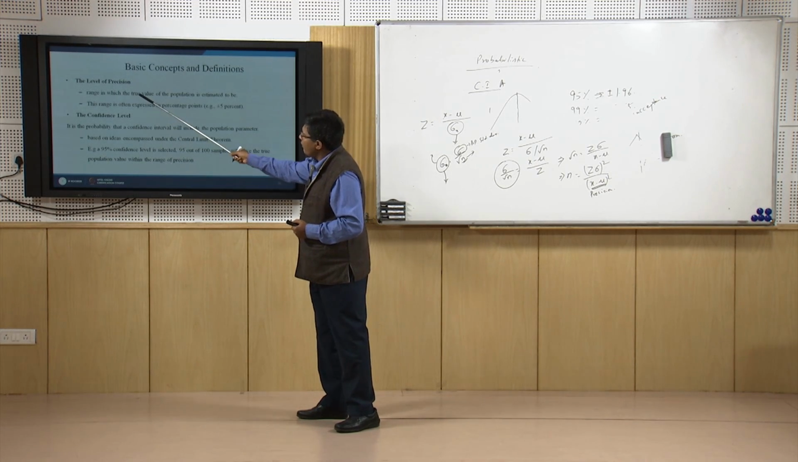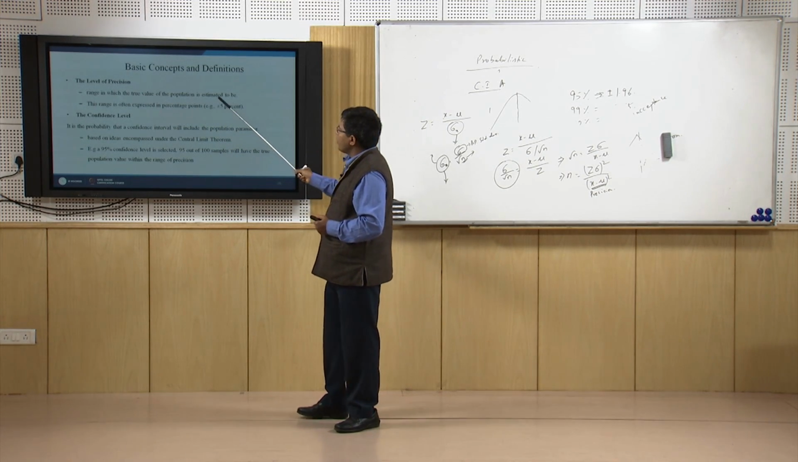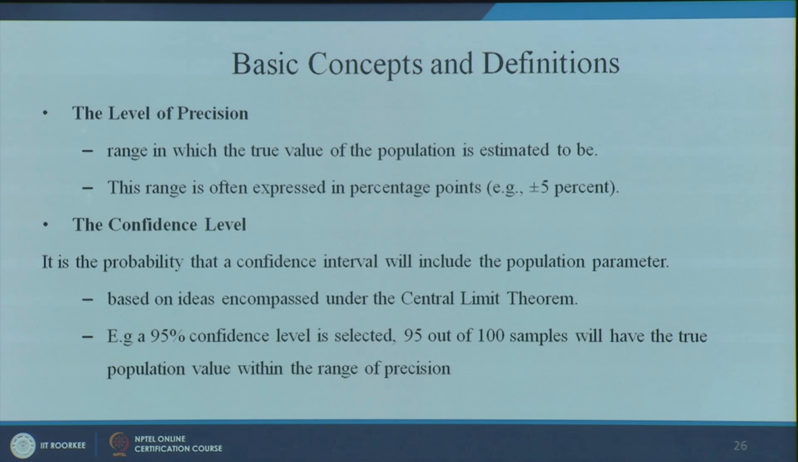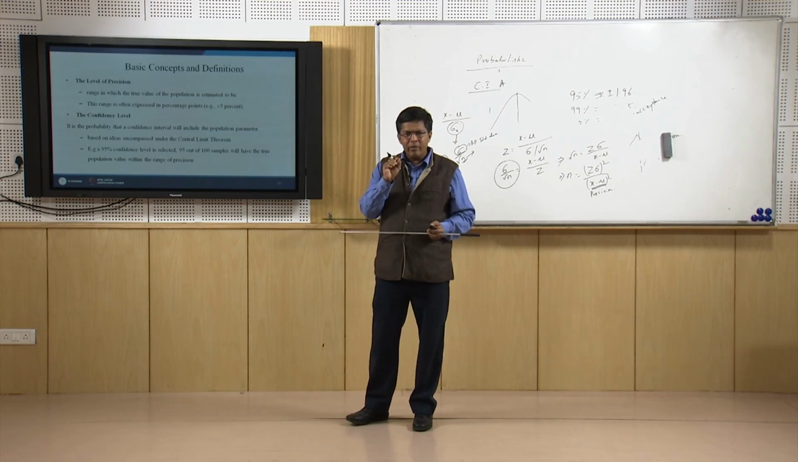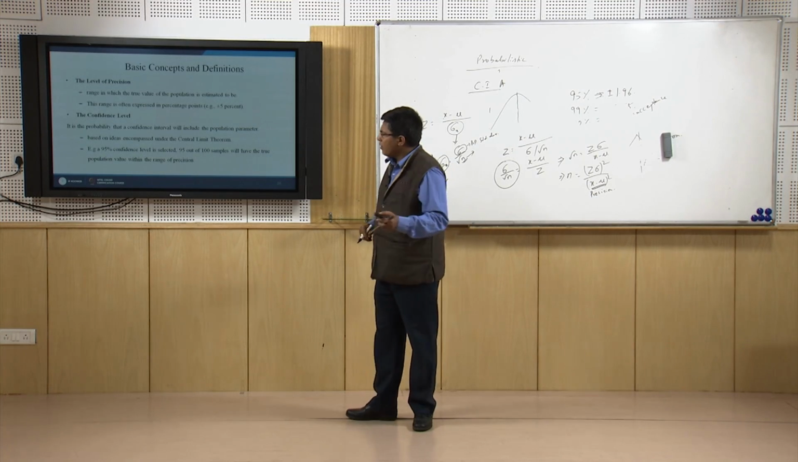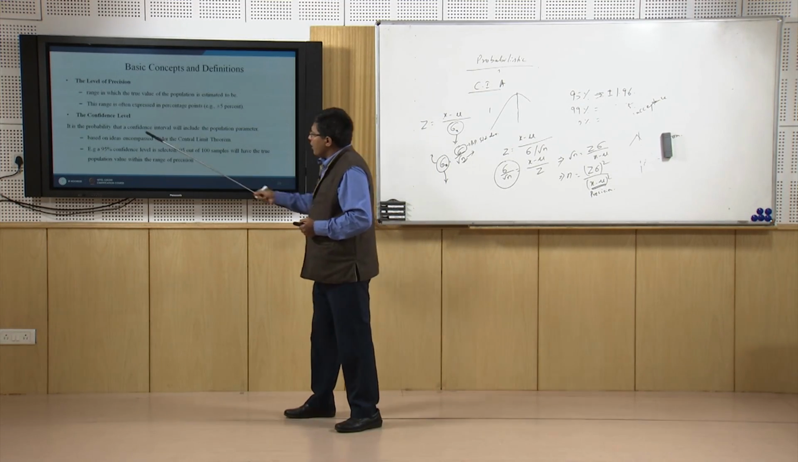So, the level of precision is the range within which the true value of the population is estimated to be, expressed in percentage points. So, what is the level of precision? We are saying exactly how precisely we want the information.